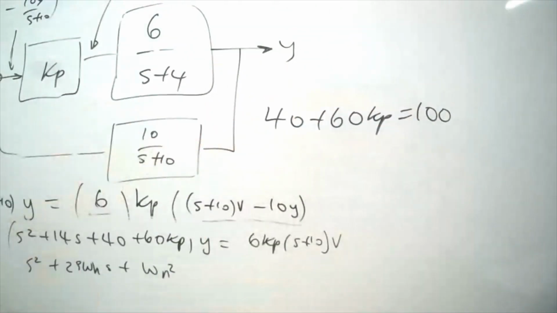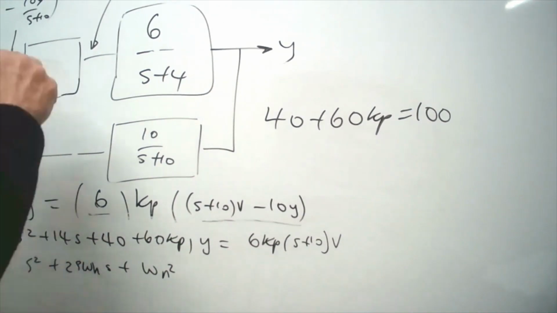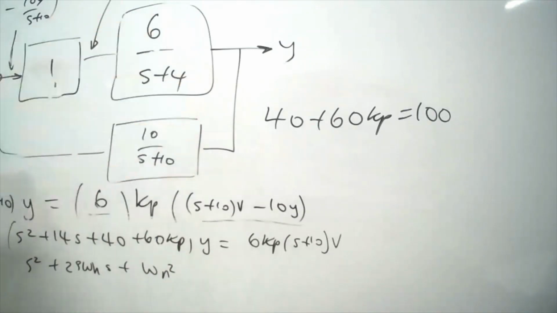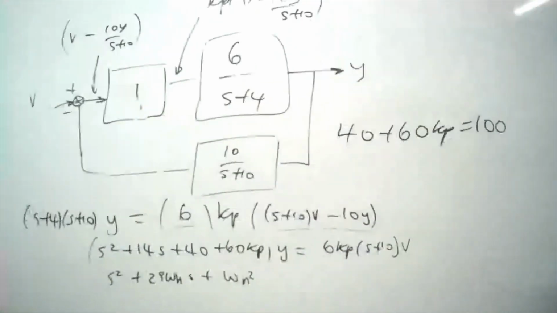And you can see from this that Kp is 2. Oh no, it's not, it's 1. Kp is 1. So if we put Kp as 1 in there, then that system would have a natural frequency of 10 radians per second.